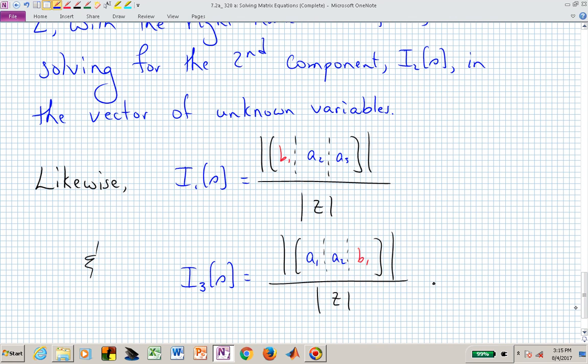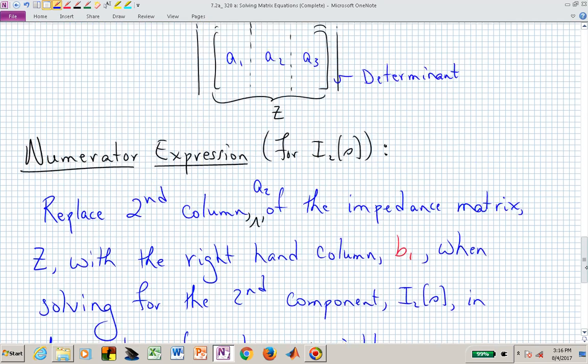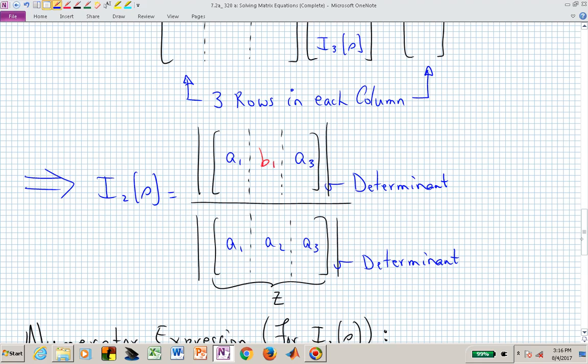If we wanted I sub 3, we would do the same, except now A sub 1 and A sub 2 remain the same in the numerator expression, and we replace the last column, the A sub 3 column, with B sub 1, and compute its determinant. Again, that determinant would be divided by the determinant of the impedance, and that's how we could then, with three separate equations, solve for I sub 1, I sub 2, and I sub 3 if we wanted to use Cramer's rule.